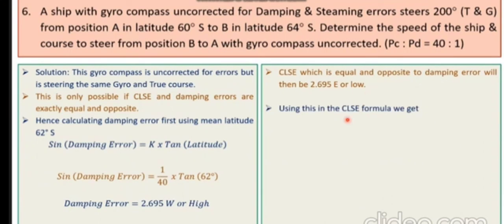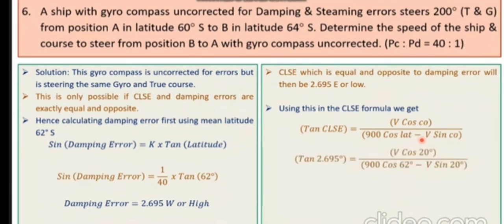Now using this in the steaming error formula, tangent of CLSE is equal to V cos course divided by 900 cos lat minus V sin course. The negative sign is because we have a westerly component of the course. The course which is being steered is 200, which is south 20 degrees west. So whenever we have a westerly component, there is a negative sign in the denominator.